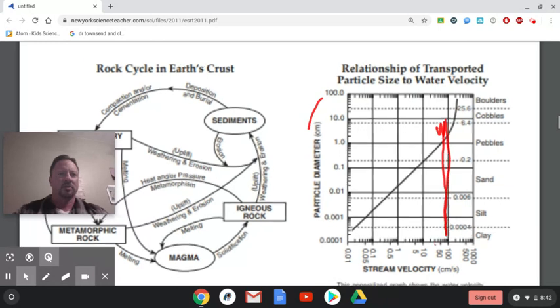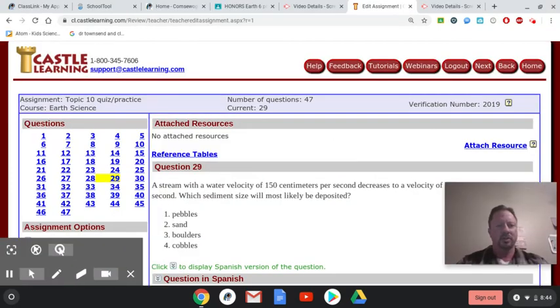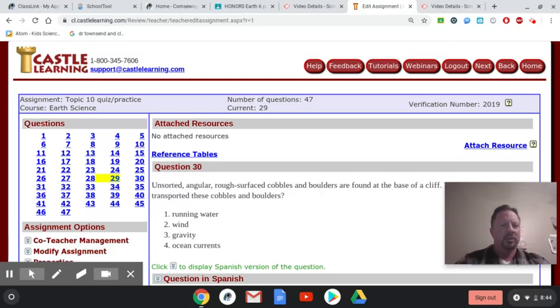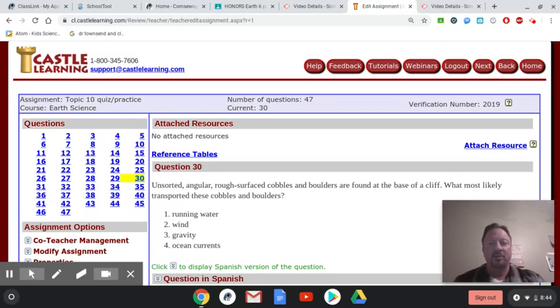Okay, there's the reference table. So going back to this one, we were saying it can't hold cobbles and boulders, but would release some of the pebbles. 30, unsorted, rough cobbles, boulders, found at the base of a cliff. What does it sound like? Rough edges, angular edges, bottom of a cliff. That sounds like a landslide, so your best answer is gravity.